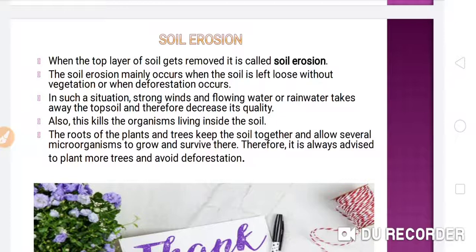And the last point is that the roots of plants and trees keep the soil together and allow several microorganisms to grow and survive there. Therefore, it is always advised to plant more trees and avoid deforestation. Okay, so this is about soil erosion.